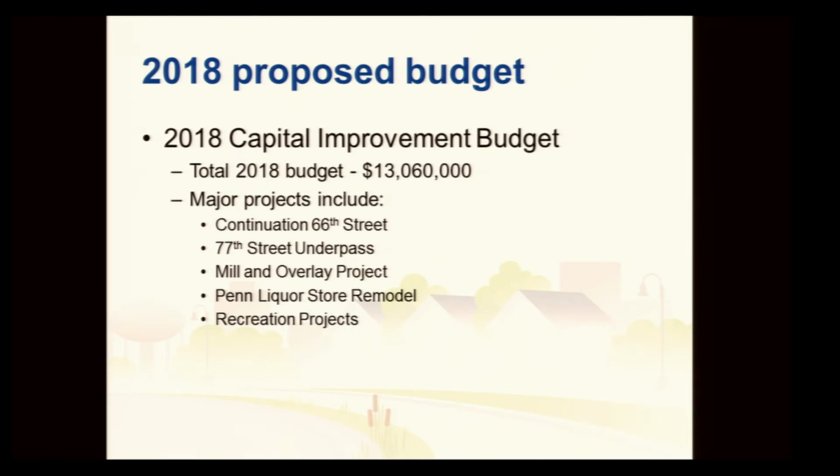If we move into our capital improvement budget, it's at $13,060,000. Some of the major projects: the continuation of 66th Street, 77th Street underpass, Midland overlay, the Penn liquor store remodel, and there are some recreation projects also included in that number.